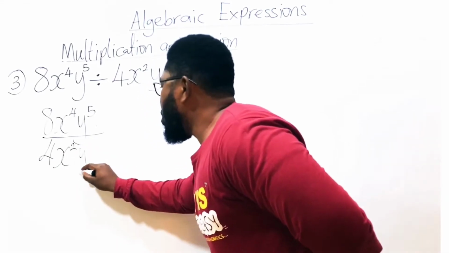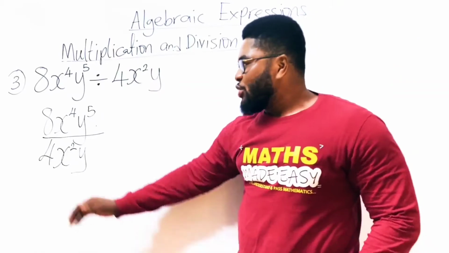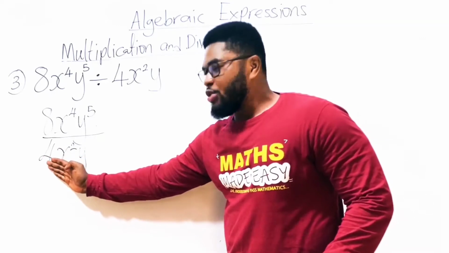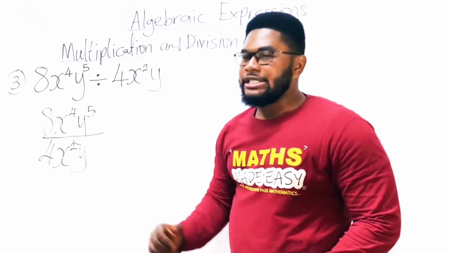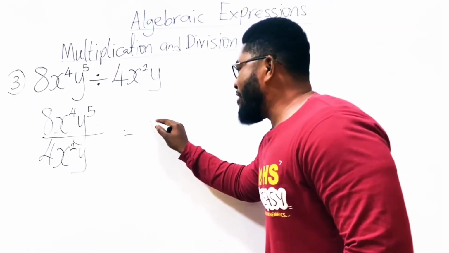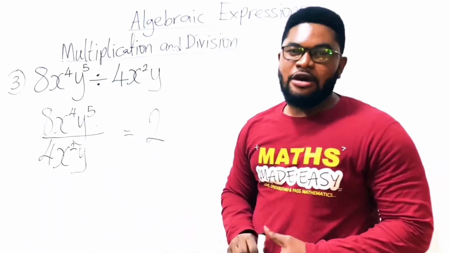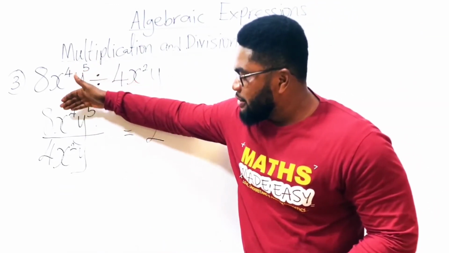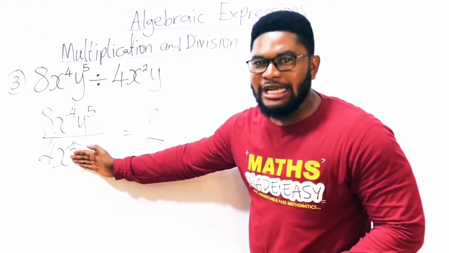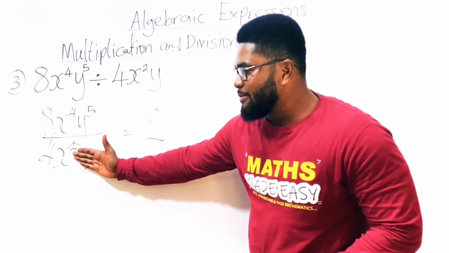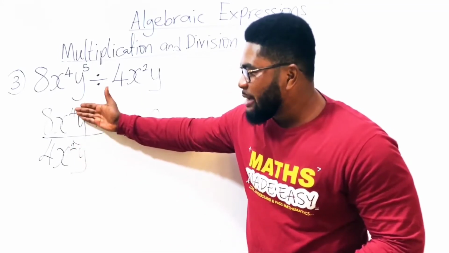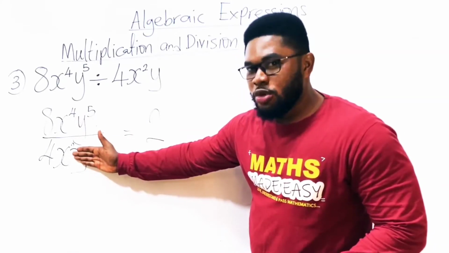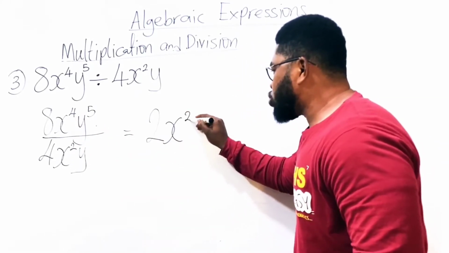squared, y. Now per the coefficients, we have 8 at the numerator and 4 at the denominator. 4 can go into itself 1 and cancel 8, 2. So for the coefficient, we would have 2 as our final answer. Now let's go to the variables. X raised to the power 4 at the numerator divided by x raised to the power 2 at the denominator. Since this has the least power, it will be the power 2 subtracted from 4. So x power 4 minus 2, giving us x raised to the power 2.